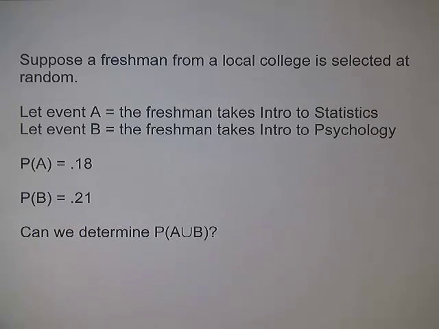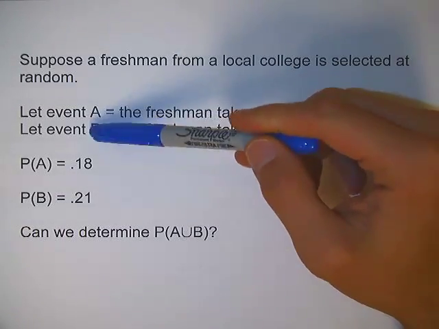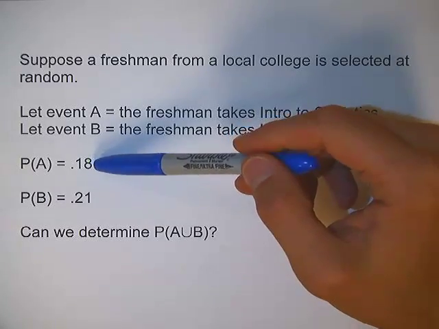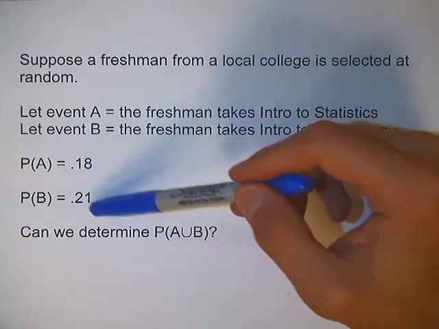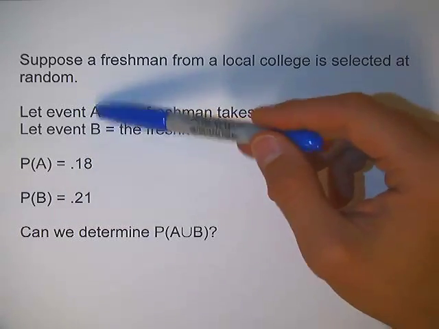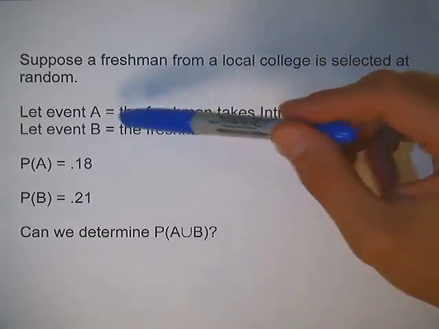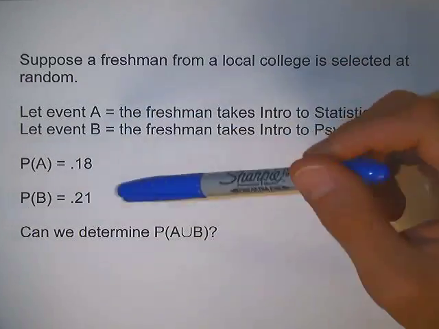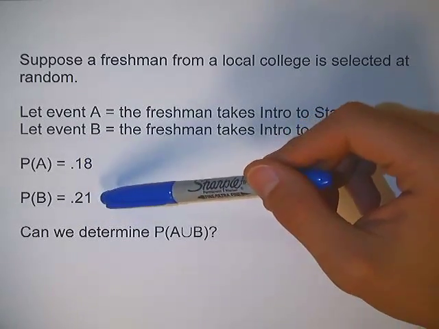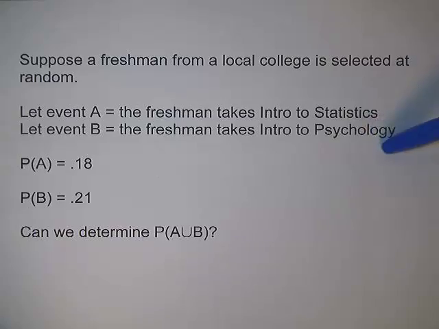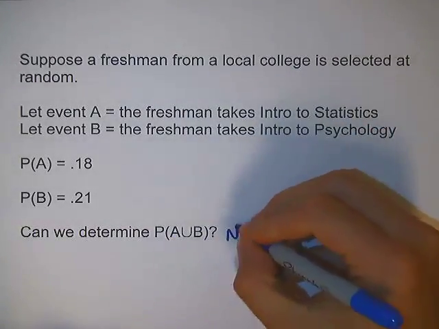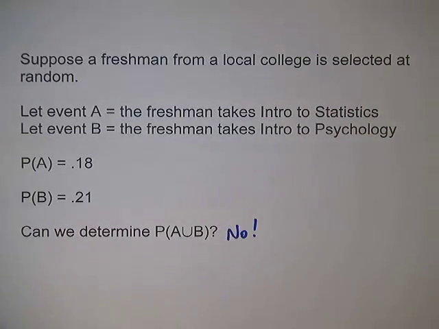And generally, yes. There might be outcomes that are common to both events. So this 18% might include people that are enrolled in both courses. Okay, this 21% might include people from both courses. So if we were just to add these two probabilities up, we're going to end up double counting the people that are enrolled in both courses. Okay, so at this point, no, we cannot determine A or B.